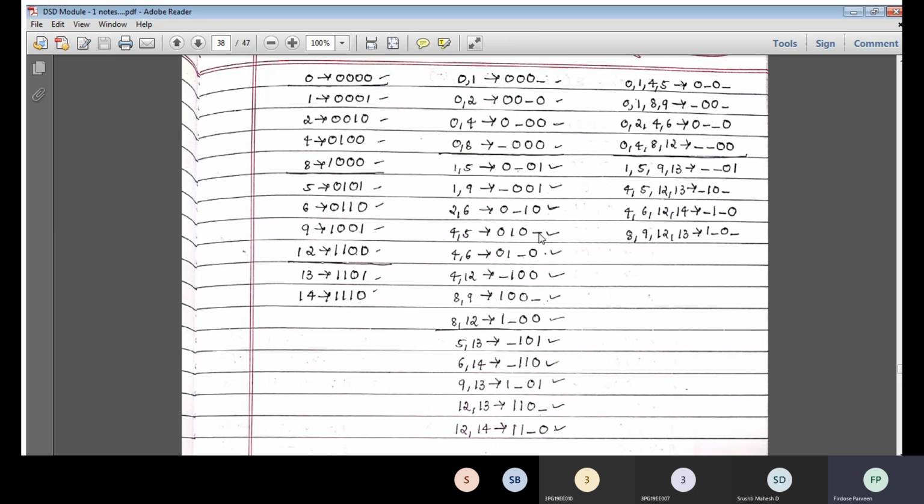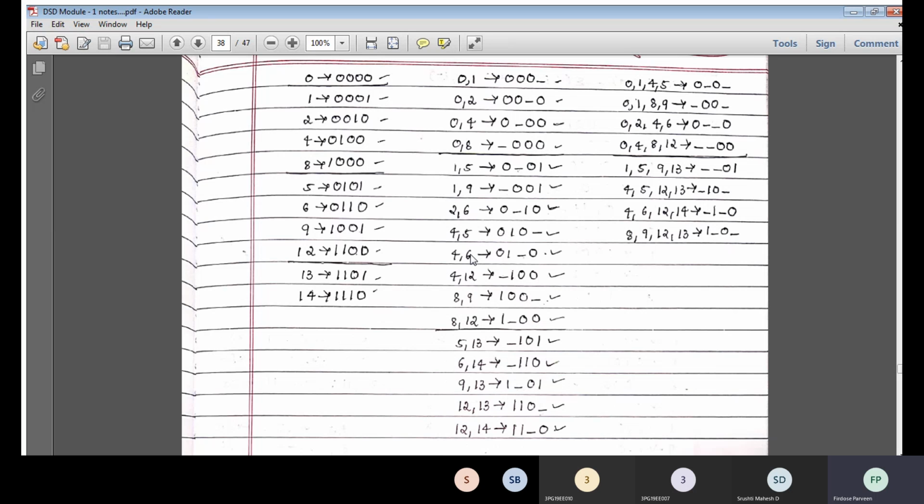4, 5 is what? 0, 1, 0. 12, 13 is what? 1, 1, 0 dash. So the first position is varying. So what I'll do? Dash 1, 0 dash. So 4, 5, 12, 13 is also the same thing. And next 4, 12, 5, 13 also you'll get the same thing. So there also you put a tick mark.